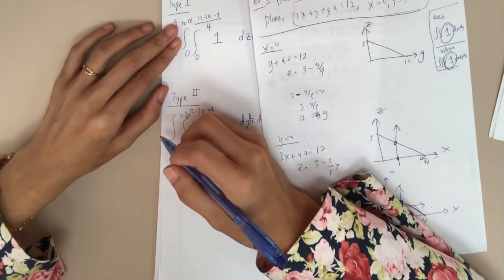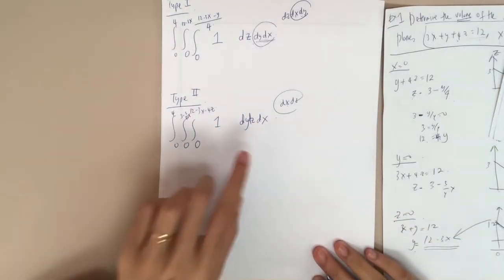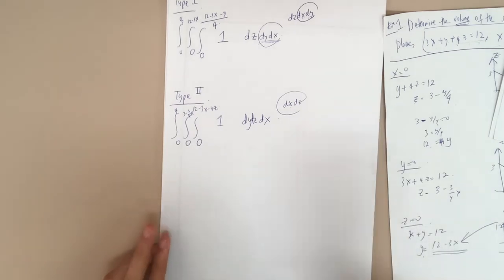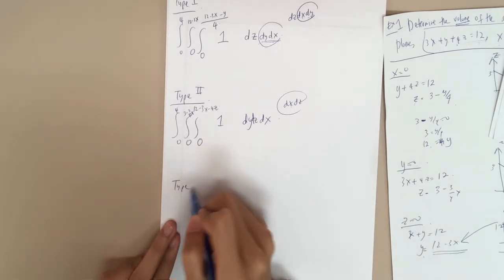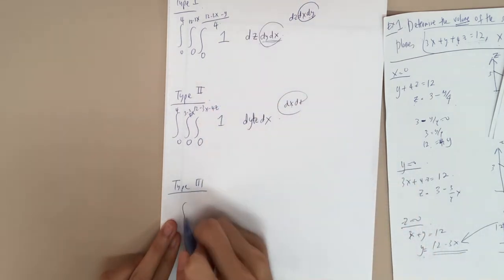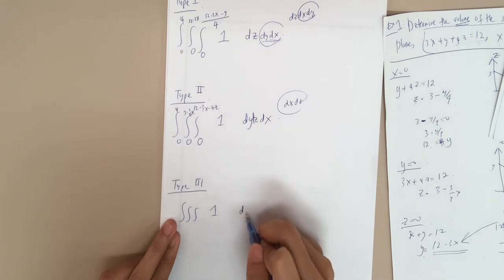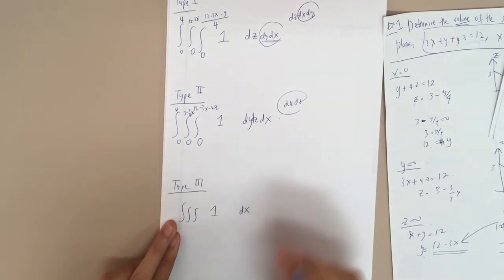Okay, the limit for x is 0, 4. So this is the equation that you're supposed to get if you do it for type 2. Okay, type 3. I didn't solve it yet. I just show you what's the equation that you're supposed to get if you do it for type 1, type 2 or type 3. For type 3, you need to start with the x.